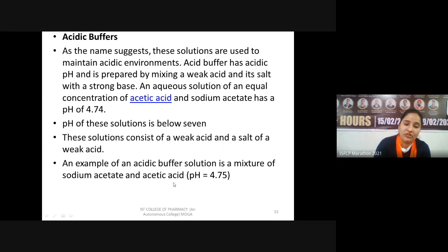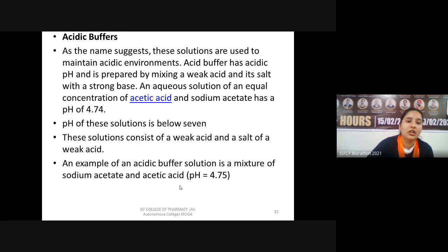The strong base can be sodium hydroxide. When sodium hydroxide reacts with acetic acid, it releases sodium acetate as the salt. So the acidic buffer consists of a mixture of sodium acetate, which is the salt of the weak acid, that is acetic acid, with a strong base, that is sodium hydroxide.